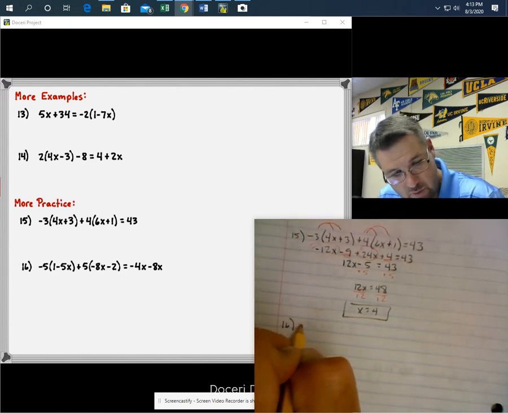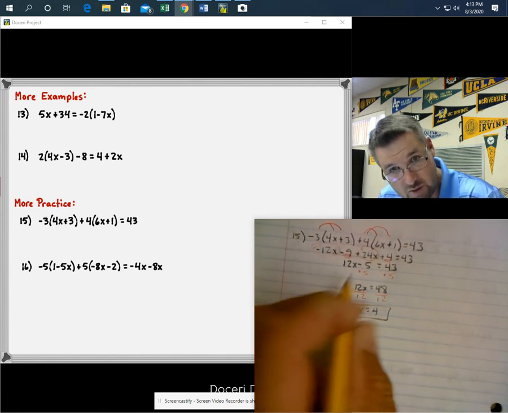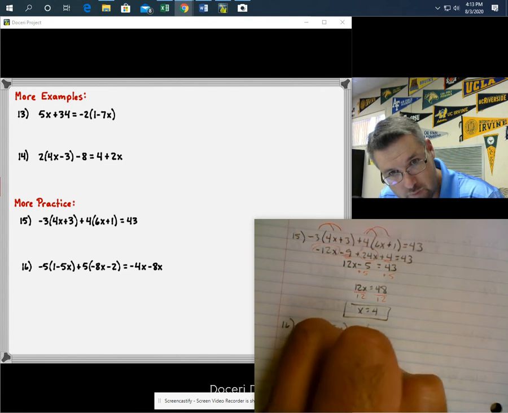Number 16, we got a lot of distribution here. Negative 5 times 1 minus 5x. Hopefully you've done this problem already on your own.